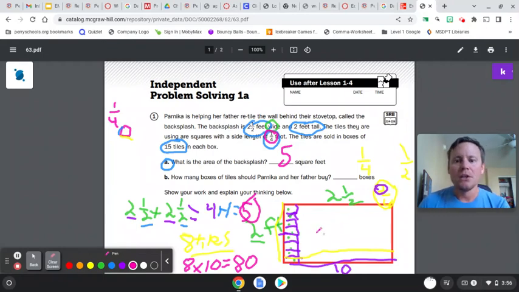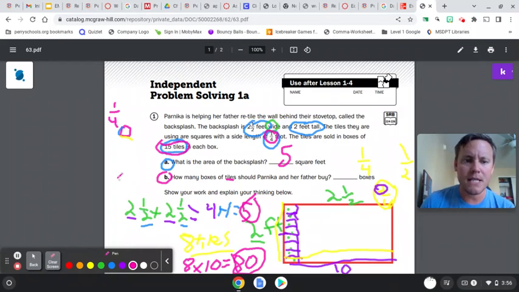All right. So now let's look at that second question, how that deals with the tiles. How many boxes of tiles should Parnika and her father buy? Well, if I go back up here and look at my text, there are 15 tiles in each box. How many tiles do I need? 80. That's right.